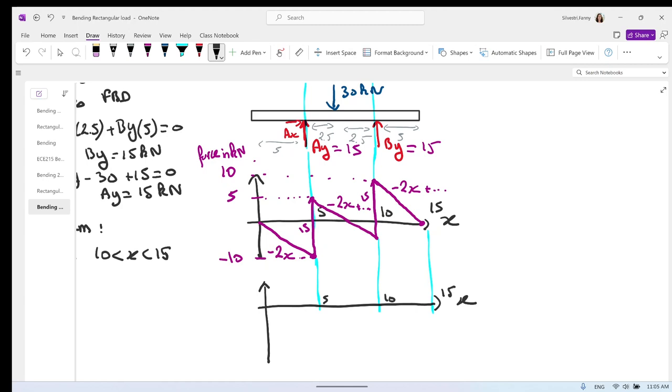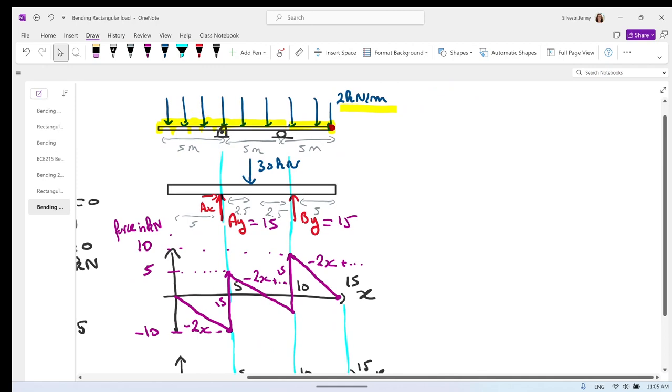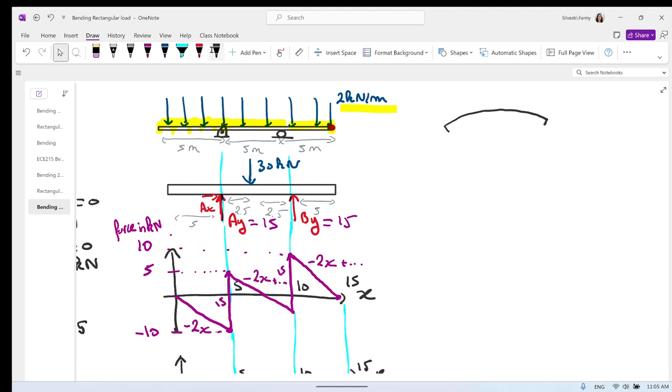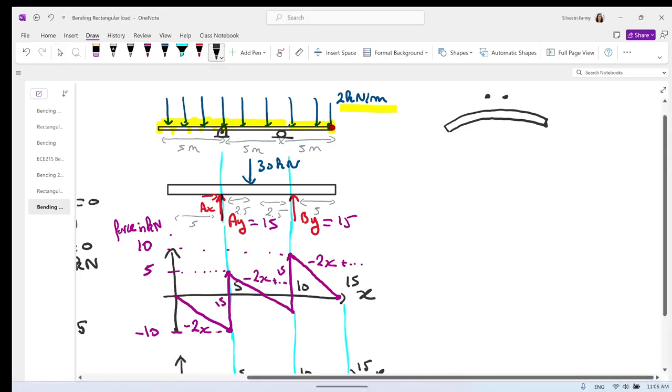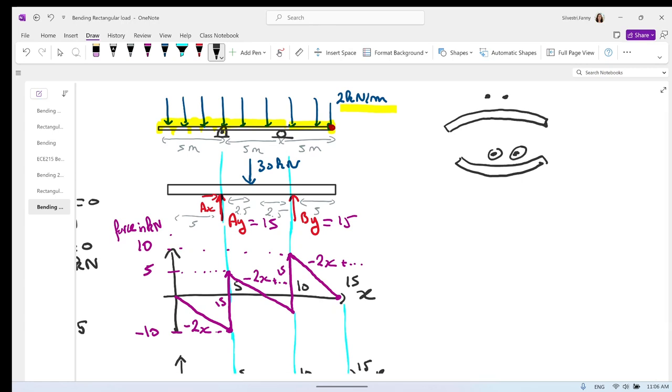Should we find a negative or a positive bending? What do you think? Let's look at our beam. The question is, is our beam this way, the sad guy? Let me do it something like this. Or is the beam this way, the happy guy? Or the happy frog. Which one do you think?